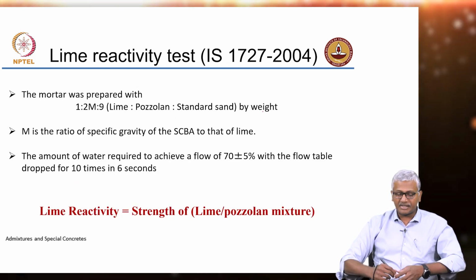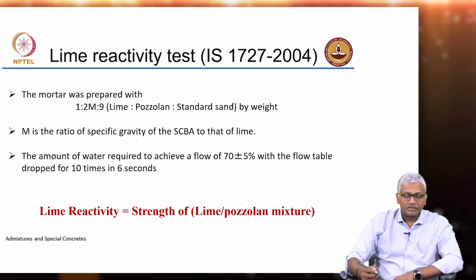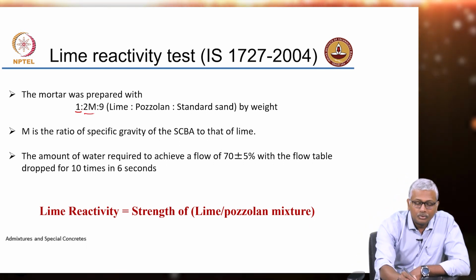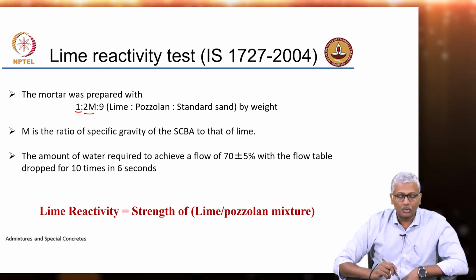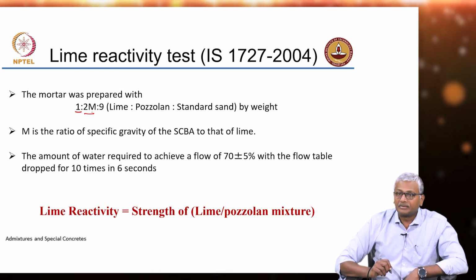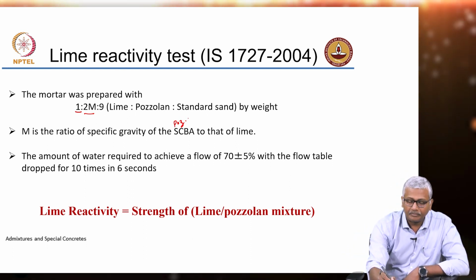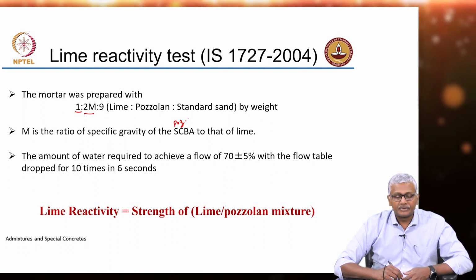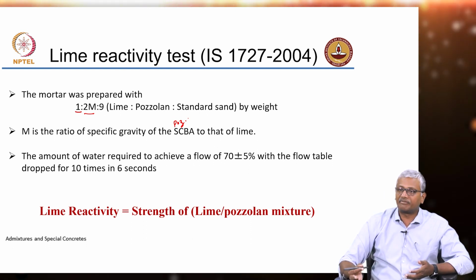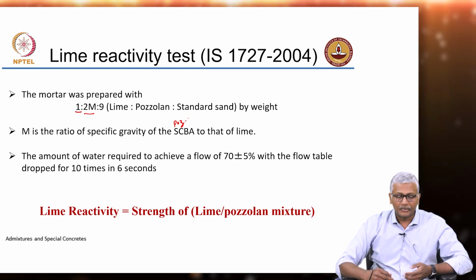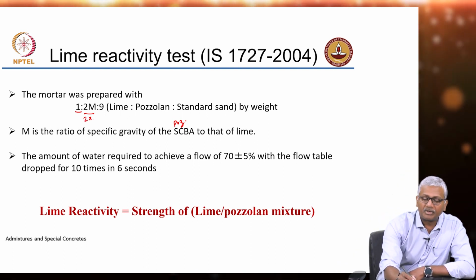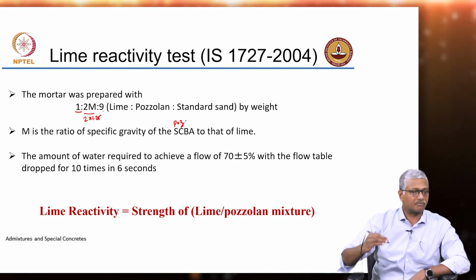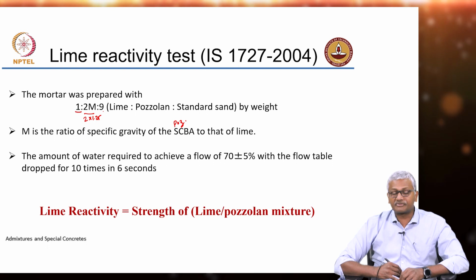Now, in the lime reactivity test, which is specified by IS 1727, the mortar is prepared with 1 part of lime to 2 m of the pozzolan. 2 m means the ratio of specific gravity of the pozzolan, not just SCBA, sugarcane bagasse ash, but it could be any other pozzolan, to that of lime. So, let us say pozzolan has a specific gravity of 2.5 and lime has a specific gravity of 2, then this would be 2 into 2.5 by 2, or 2.5, right. The ratio of specific gravity of the pozzolan to that of lime, to 9 parts of standard sand.